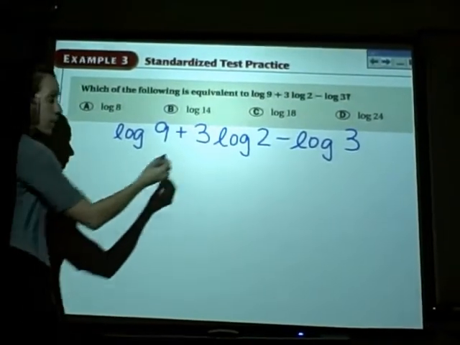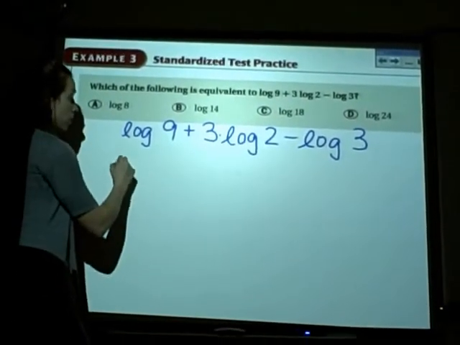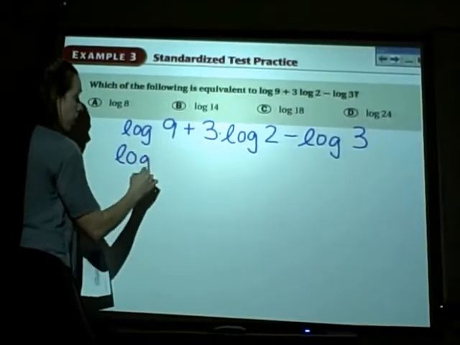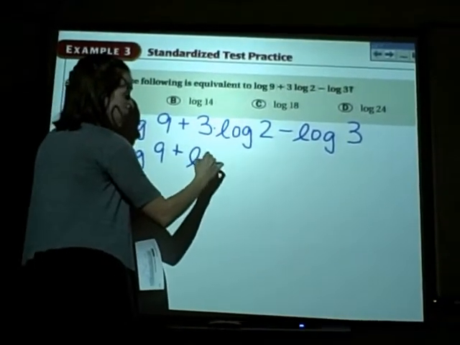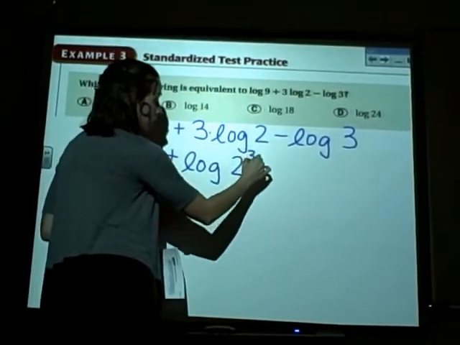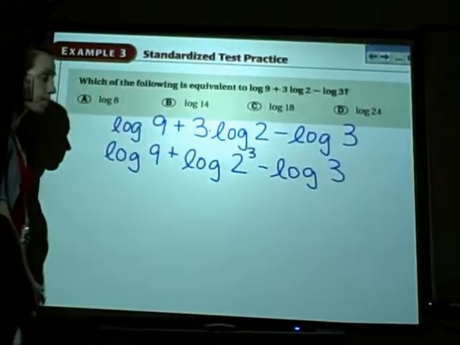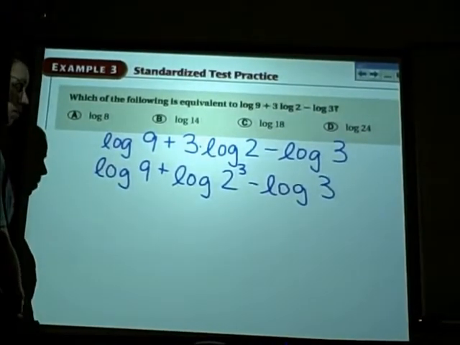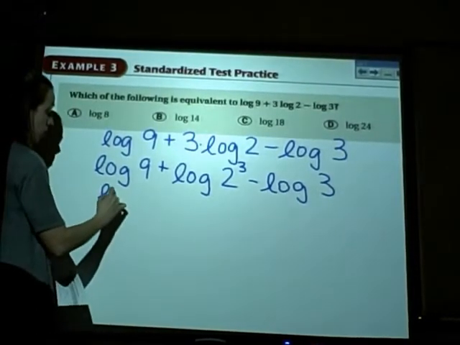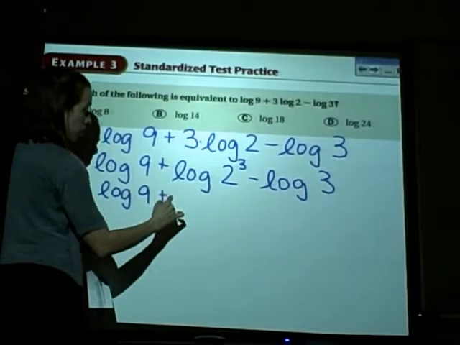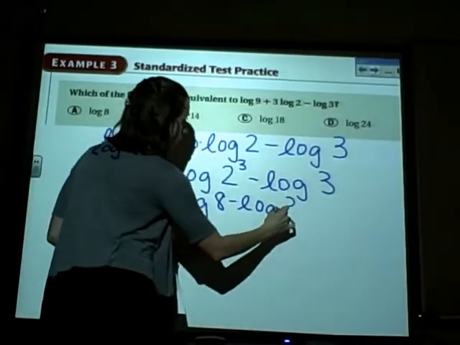However, in case you don't have a base 10, here's where you want to use those properties. Right away, I'm going to look and see, oh, I have a number in front. That must mean that that was an exponent. So I'm going to compress it back a little more. I'm going to say that 3 times the log of 2 is the same as log 2 to the third. And I'm working backwards. We know what 2 to the third is. 2 to the third power is 2 times 2 times 2, or 8. So that's log 9 plus log 8 minus log 3.